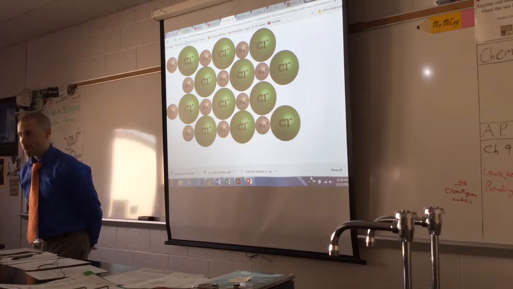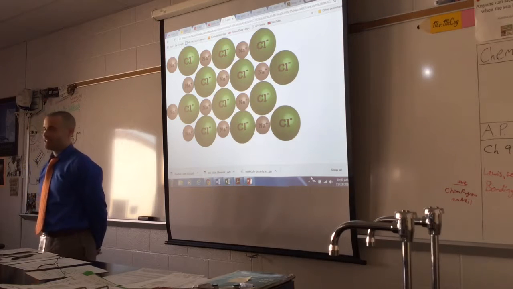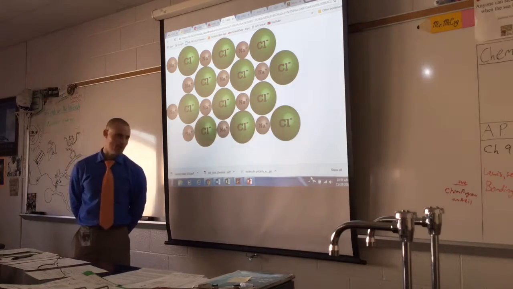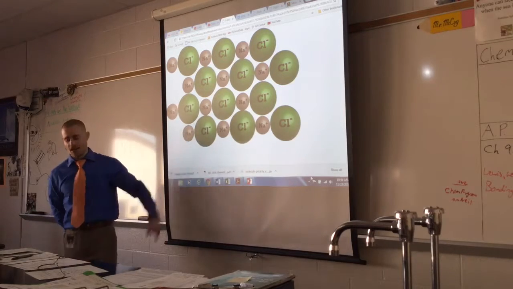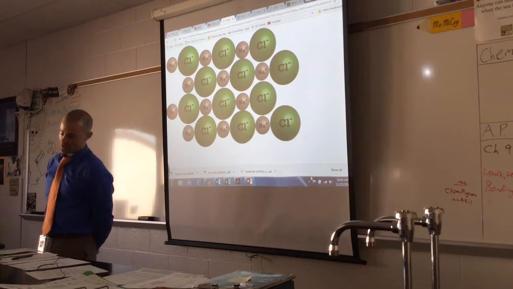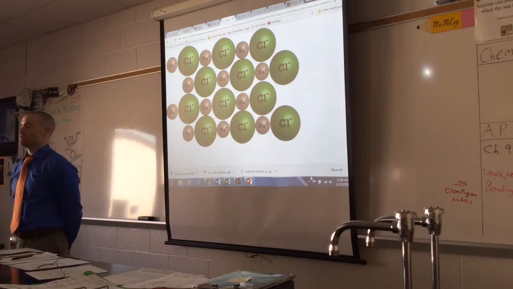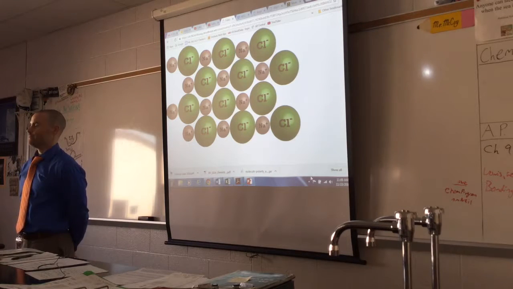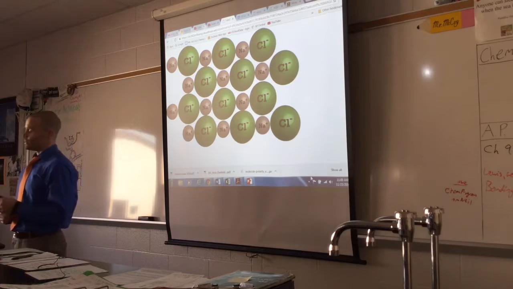Look up here while I say this. Cations and anions arrange themselves in a 3D array that maximizes attractive forces and minimizes repulsive forces. So what does that mean? Na's don't connect to Na's and Cl's don't connect to Cl's. Good. It arranges itself naturally in the most efficient packing.